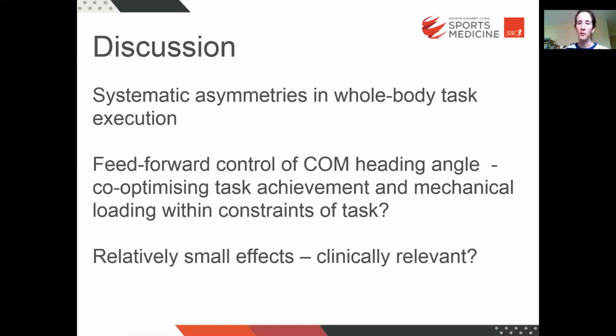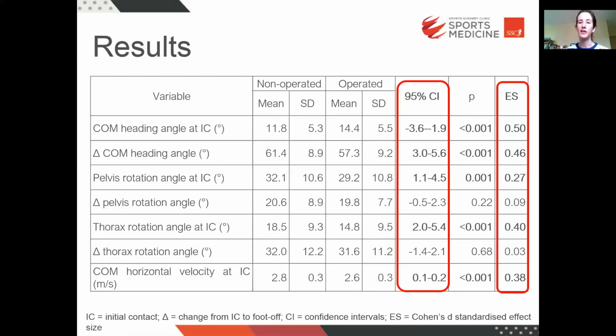As the final point, it's important to note that all the differences that we identified were relatively small. So if we go back to the results table here, you can see we're talking about interlimb differences in angles where we detected differences in the region 2.5 to 4.5 degrees, small to moderate Cohen's d effect sizes. For context, they're about the same as the differences that have been published between body angles for planned versus reactive change of direction, or differences between centre of mass heading angle change for changing direction at 2 meters a second versus 3 meters a second.